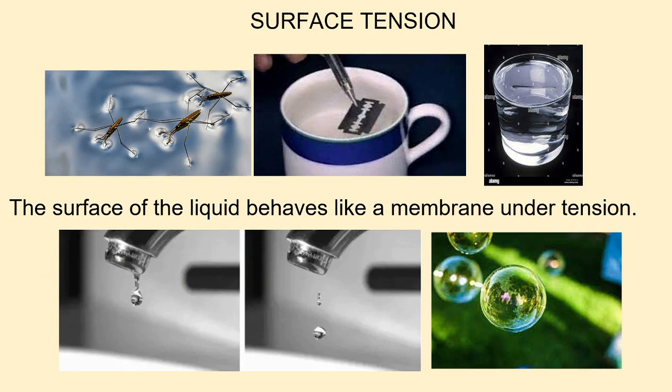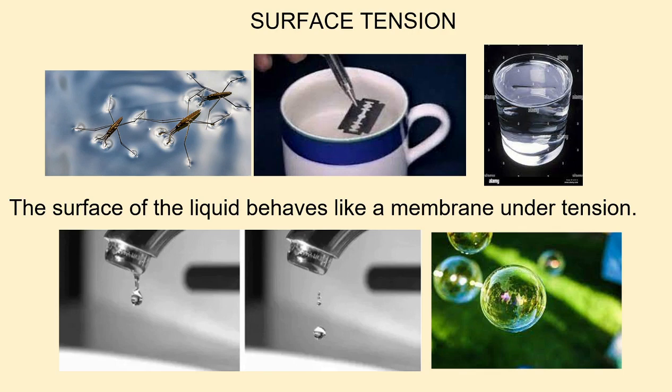Look into these pictures. In the first picture you can see the water striders. They can walk easily on the surface of water. They are not sinking. In the second picture you can see a blade. Even though it is denser than water, we can float the blade on the surface of water. In a similar way, we can also keep a needle in a floating position on the surface of water.